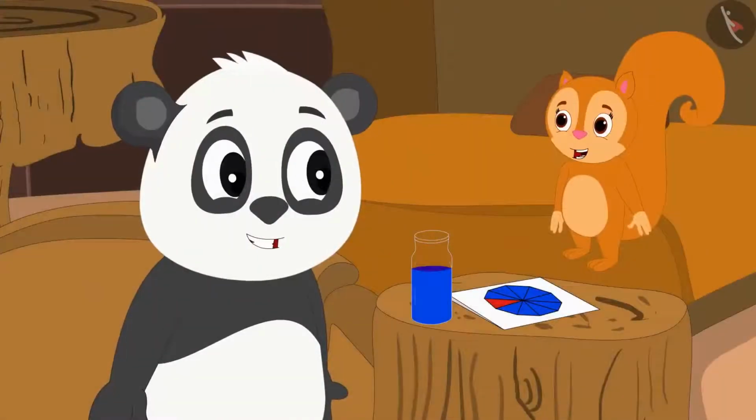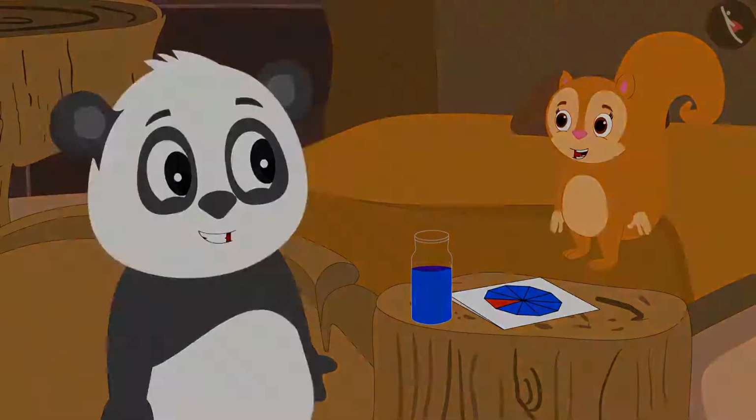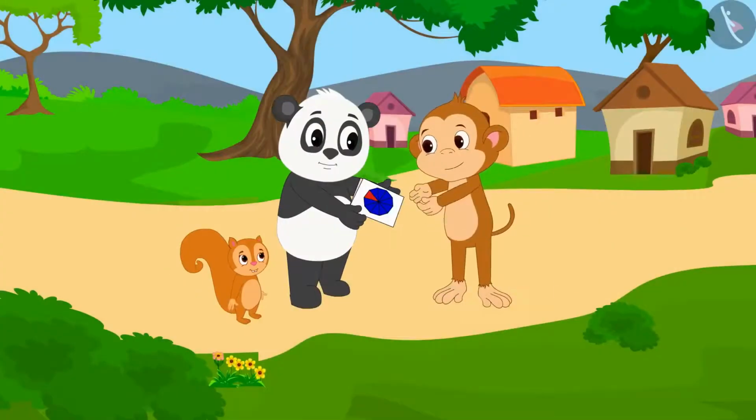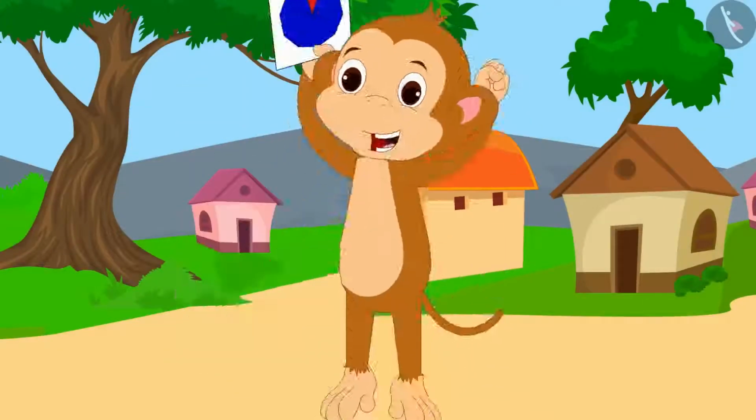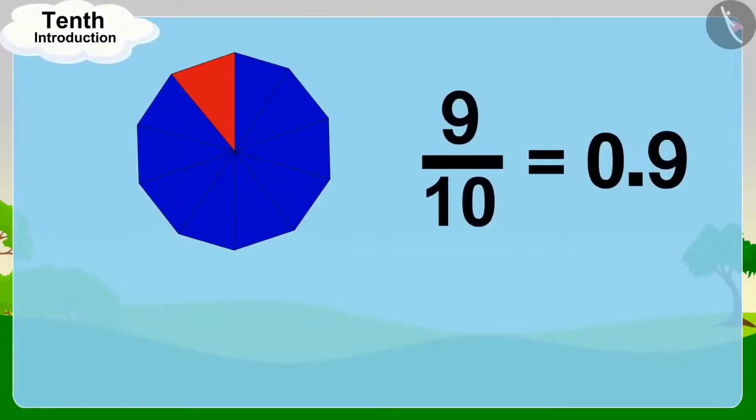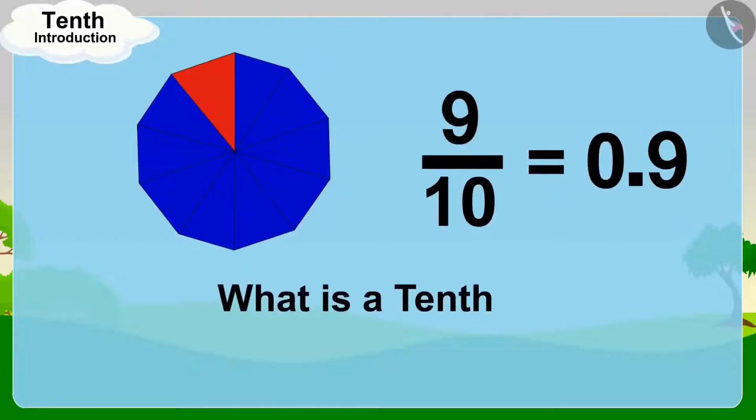Chanda and Golu were very happy. They immediately went and gave the greeting card to Babban. On receiving that beautiful greeting card, Babban started dancing happily. Children, in this video we learned about what is a tenth. In the next video, we will learn more about it through some interesting examples.